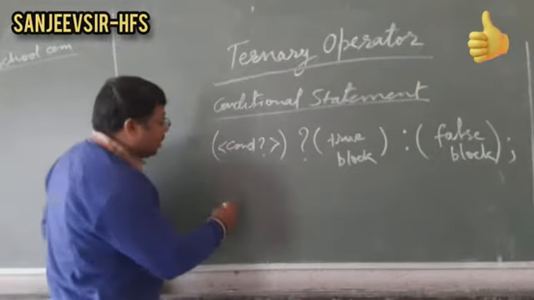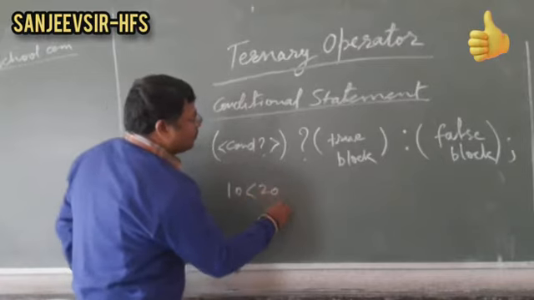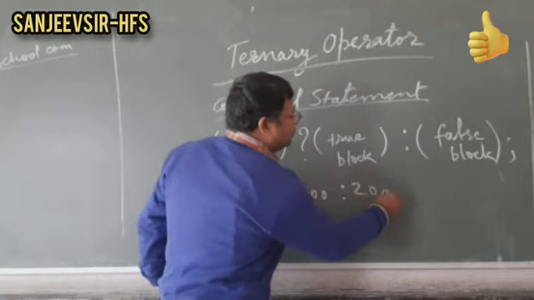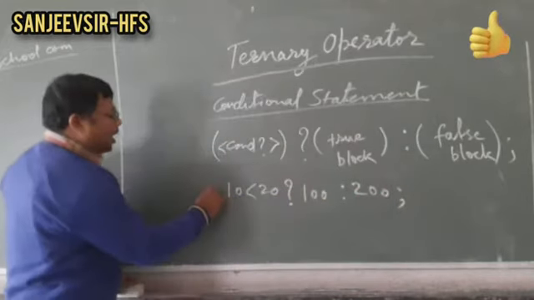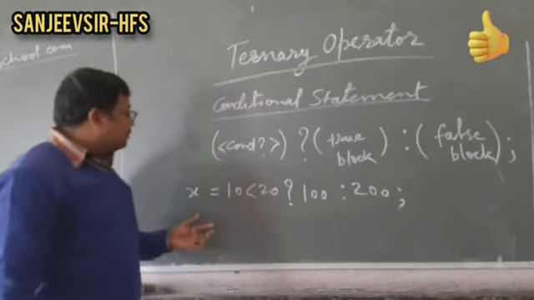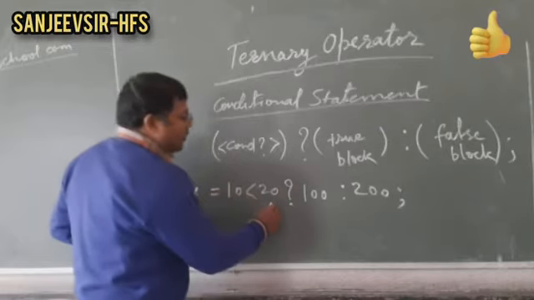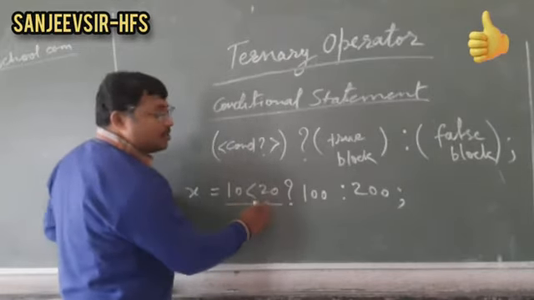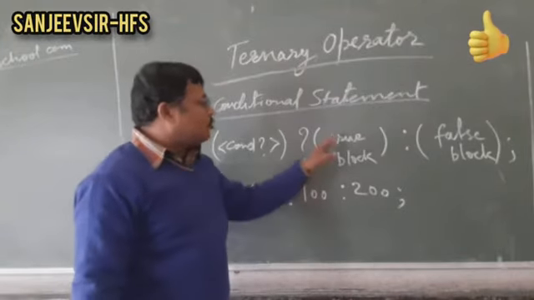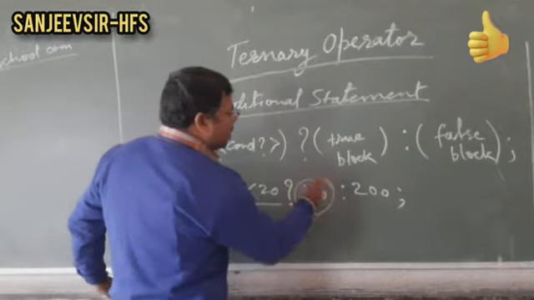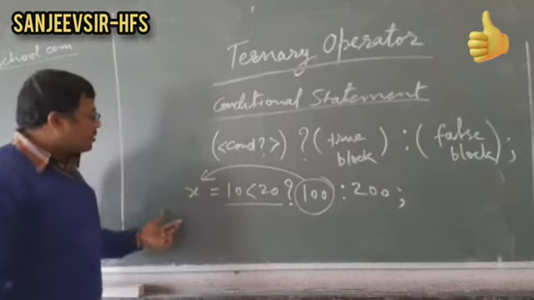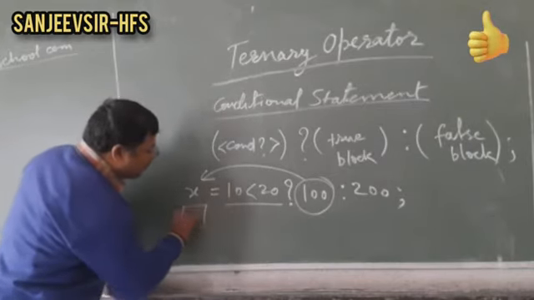Suppose here given 10 is less than 20, then question mark 100, then colon 200. And at the beginning, here given x is equal to. We understand first, this will evaluate at first the condition, 10 is less than 20, condition is true. Then we move to after question mark, that is true block, here is that 100. So 100 will be assigned into the x. Now x will have the value 100.